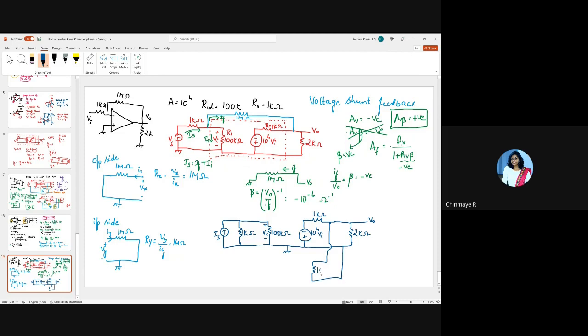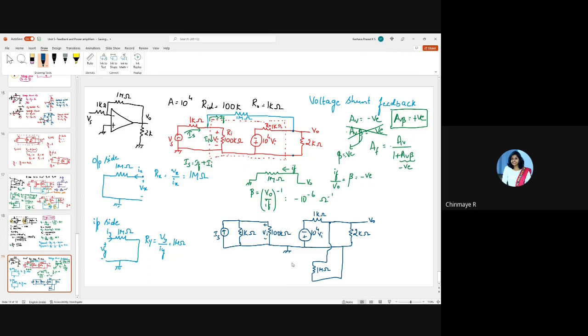This will be 1 mega ohm, correct? So now the impedance seen through these 2 points will be 1 mega ohm. You can see here, this is the output point, and this is also the output point that is grounded, correct? So the impedance seen between these 2 points is 1 mega ohm, and that's what I have written here. I hope this is clear, right?